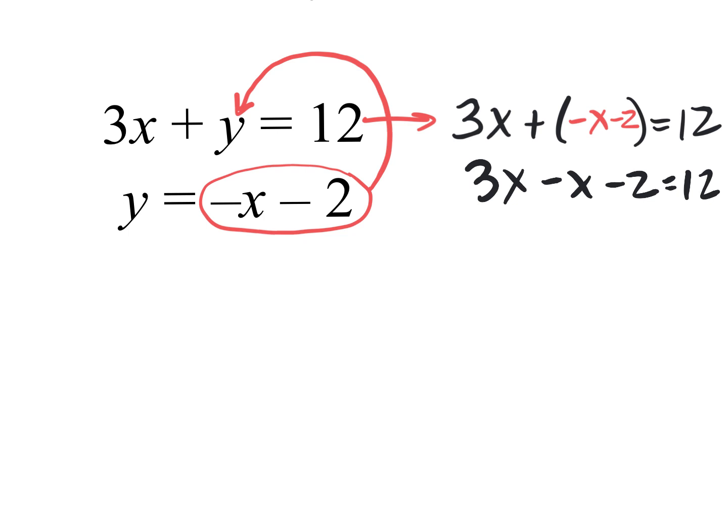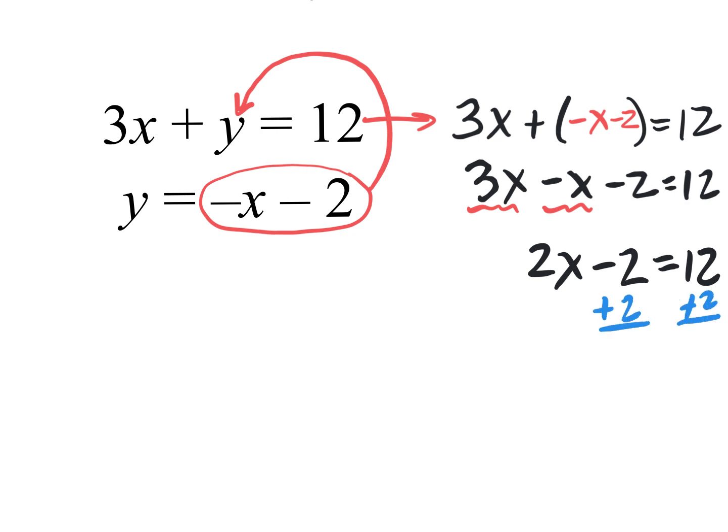Now we can combine like terms, the 3x with the minus x. 3x take away x is 2x. And then we have a minus 2 equals 12. To solve this, you're going to get rid of the minus 2 by adding 2. What you do to one side, do to the other. Your new equation will read 2x equals 14. That's really saying 2 times x equals 14.